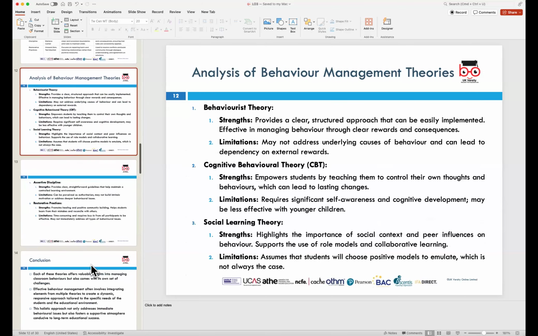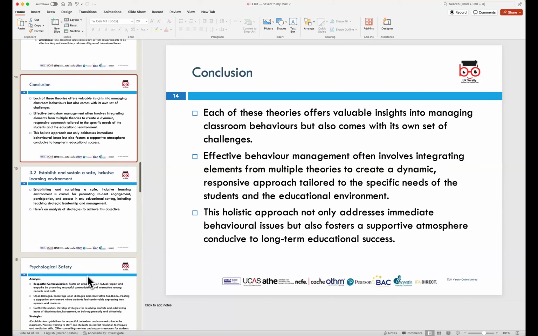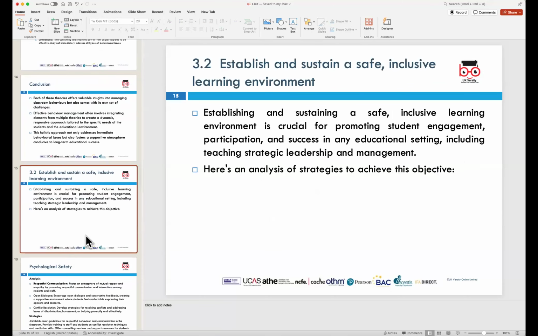Is that okay? Yep. Now, in the second one, we are looking at relating these behavioral, or class management, theories to how they help in creating what is called a safe and inclusive learning environment. So when we talk about how to establish a safe and inclusive learning environment, we look at some of the basic strategies that I would normally look at.